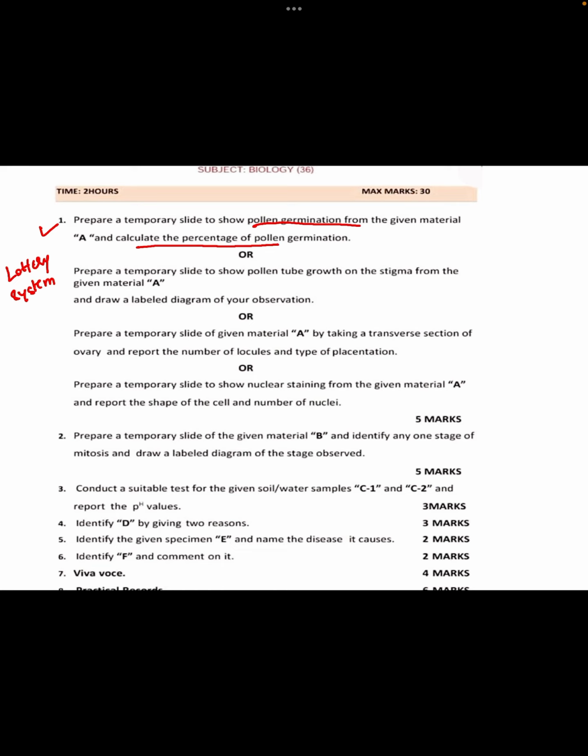So this is 1A, and 1A is 5 marks. Then either you can get this, or show the pollen tube growth on the stigma and draw the label diagram of your observation. This is also for the 1A. Or you can get a question on TS of ovary of the given material and mention the number of locules and type of placentation, or you can get nuclear staining and show the shape of the cell and number of nuclei. Out of 4, you will get any one in the lottery system.